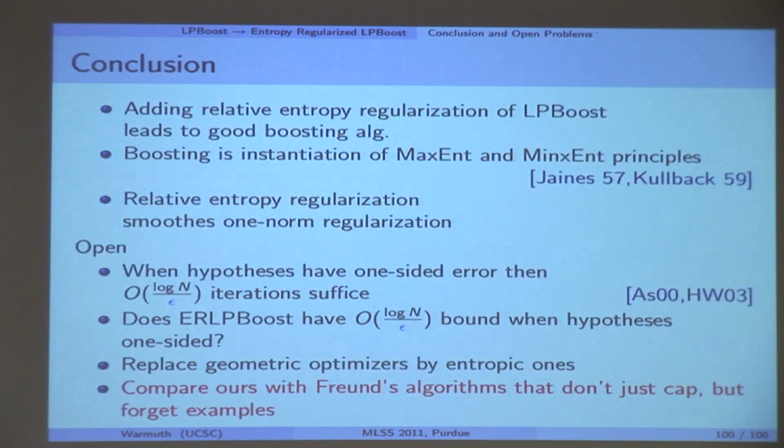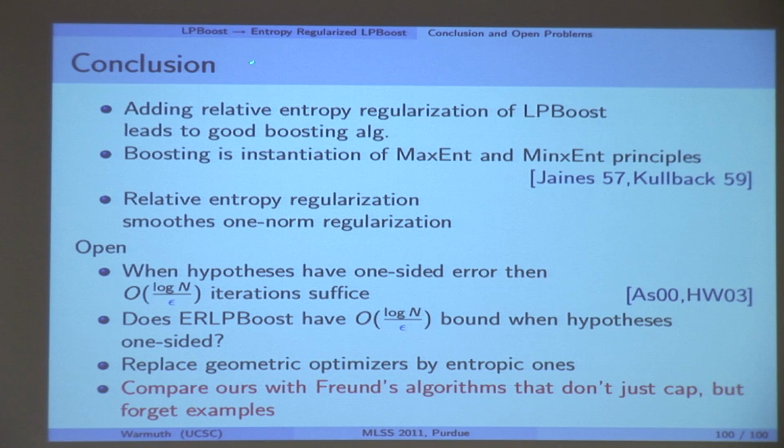Okay. Some conclusions for today. Adding relative entropy regularization to LP boost leads to good boosting algorithms. And boosting can then be seen as an instantiation of the max and min relative entropy principle. Those go back a long time, to the 50s actually. Okay? And the relative entropy regularization is sort of the natural way to smoothen one norm regularization. Actually, relative entropy is strongly convex with respect to the one norm. So those fit together.